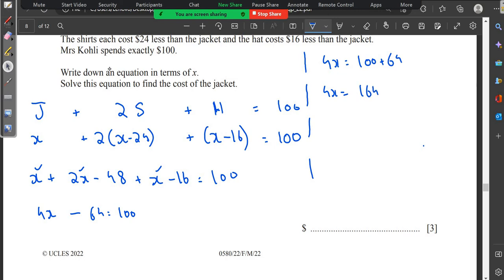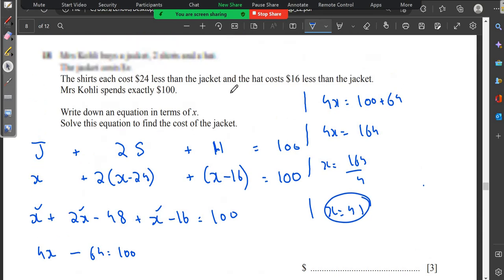Just divide 164 by 4. So 164 divided by 4, that's 41. So write down the equation in terms of x. Solve this equation to find the cost of the jacket. The cost of the jacket is basically $41.